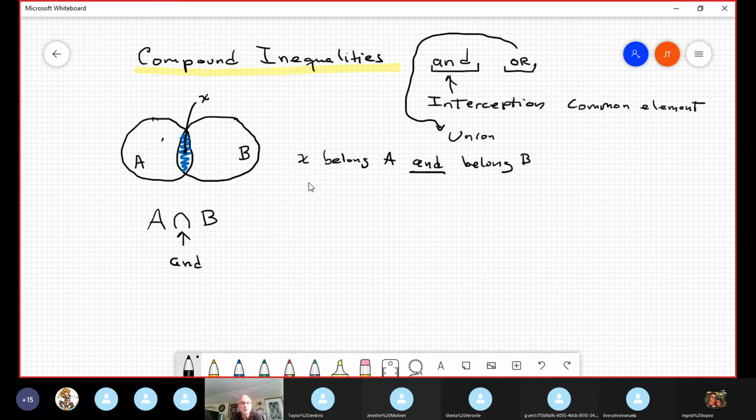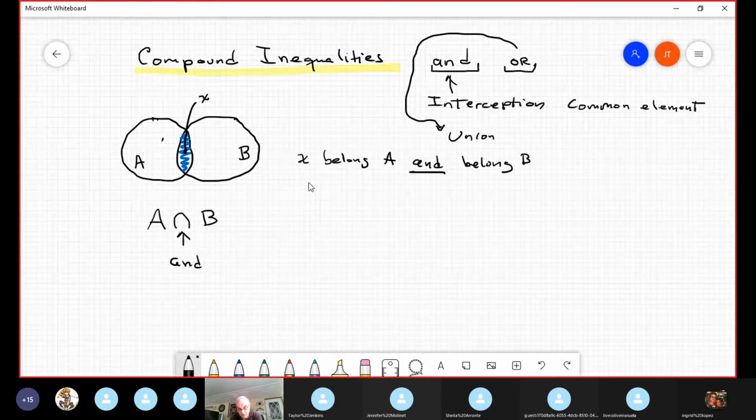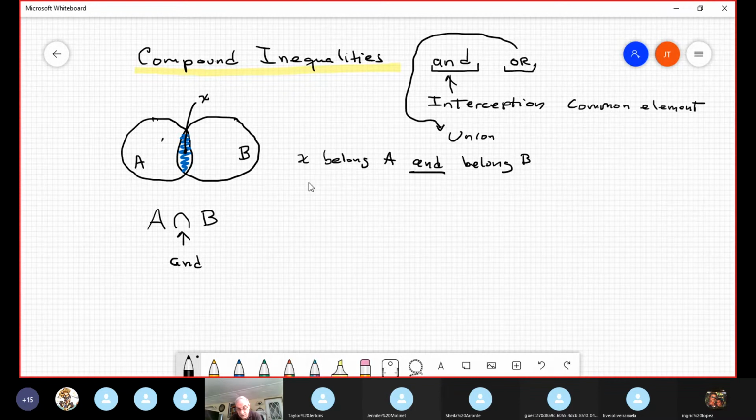Suppose I pick one here. This belongs to A, but does not belong to B. Entonces, it does not belong to the intersection. Okay, AND represents the common element that shares both sets. In general, set, interval, porque en inequality es interval. This is the idea for the AND.